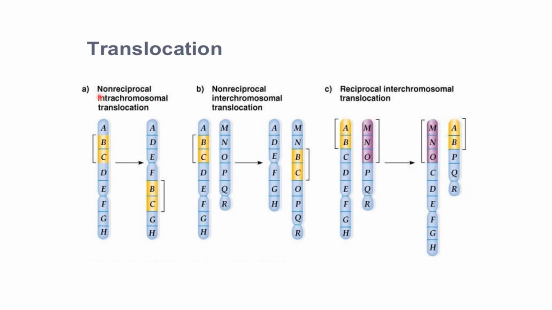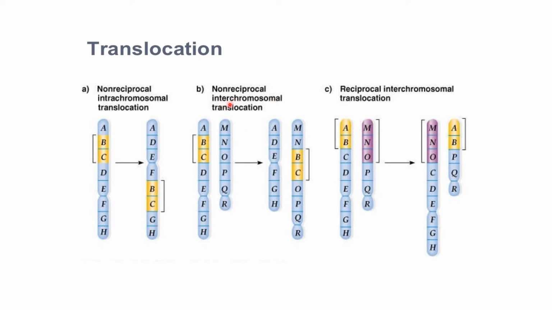This here is the non-reciprocal intrachromosomal translocation, where the segment B and C undergoes translocation to this arm between F and G here, as seen in this chromosome. This has got translocated to here, leading to formation of this chromosome.